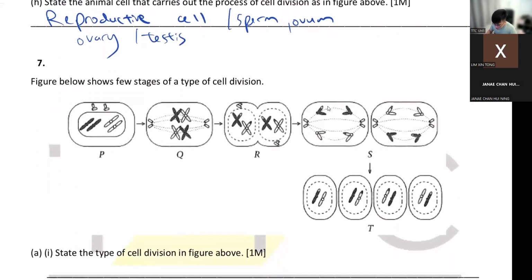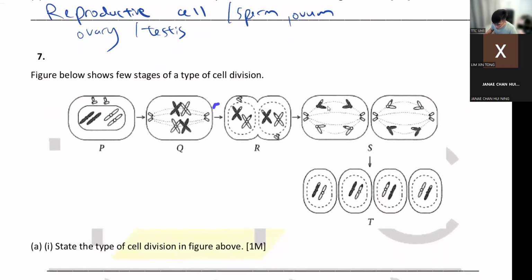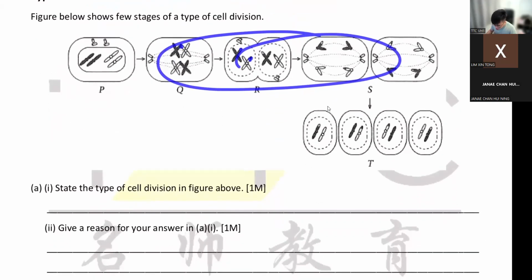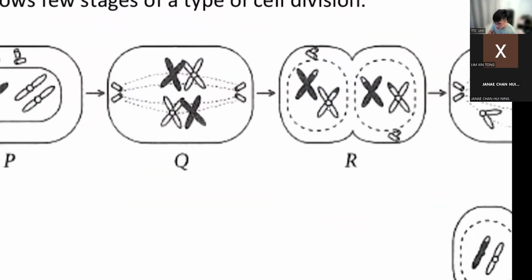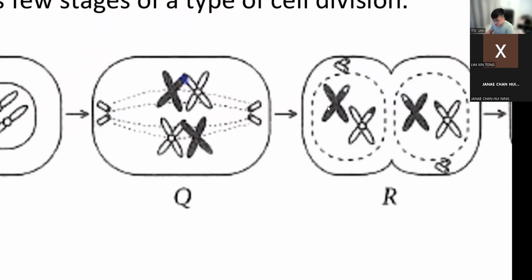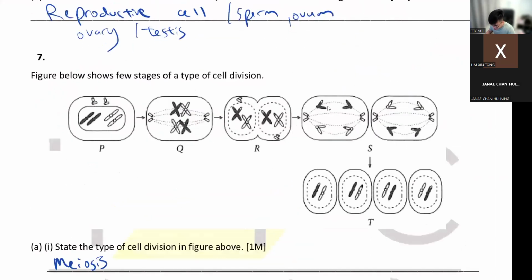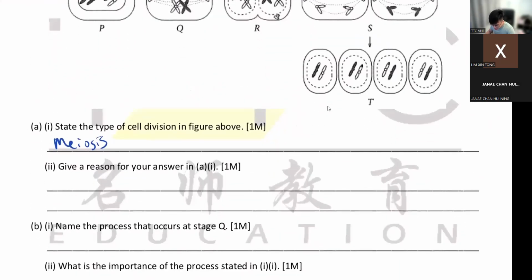So this is your question 7. You know, this is meiosis, you see. There is crossing over, there is changing legs. This is meiosis, right? So, state the type of cell division. They didn't say this is meiosis, but they ask you what is this. Is this mitosis or meiosis? Obviously, this is meiosis. How do you know? Because the legs changed color. That means that's meiosis.